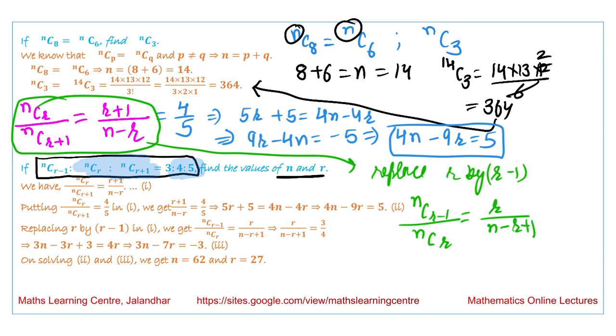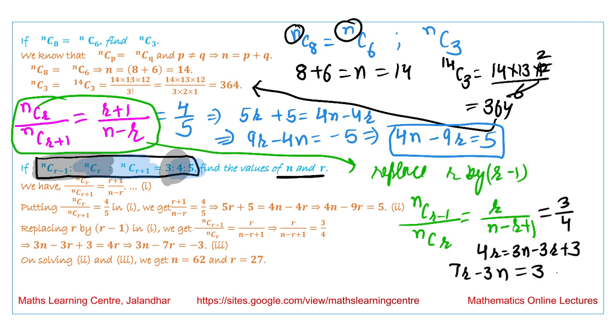Now if we look at these two terms, it is nCr minus 1 over nCr. The value of this ratio is given to be 3:4. So the answer we obtain is equal to 3/4. So we get 4r is equal to 3n minus 3r plus 3. So this implies that 7r minus 3n is equal to 3.